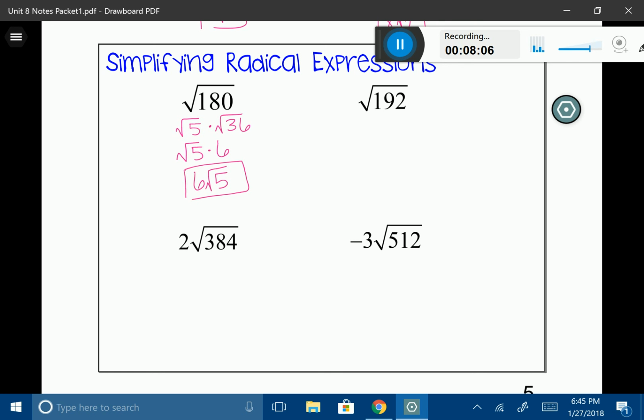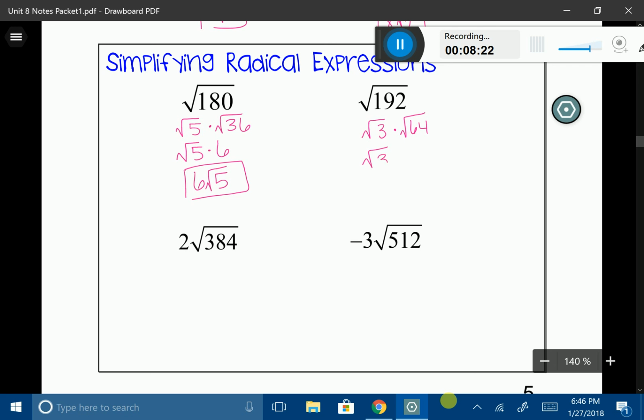All right, let's try 192. Go ahead and put that in your calculator and see if you can find the perfect square that's the highest. And it looks like I found 3 and 64. So 3 times 64, square root of 3 is simplified as the square root of 3 times 8. So I'm going to rewrite it as 8 root 3.